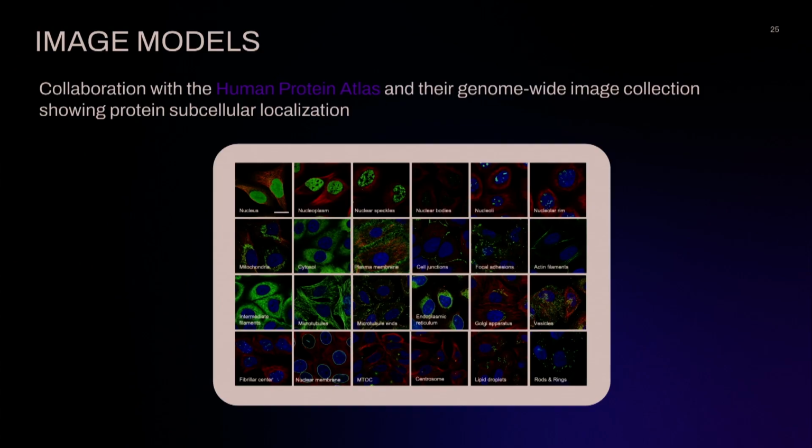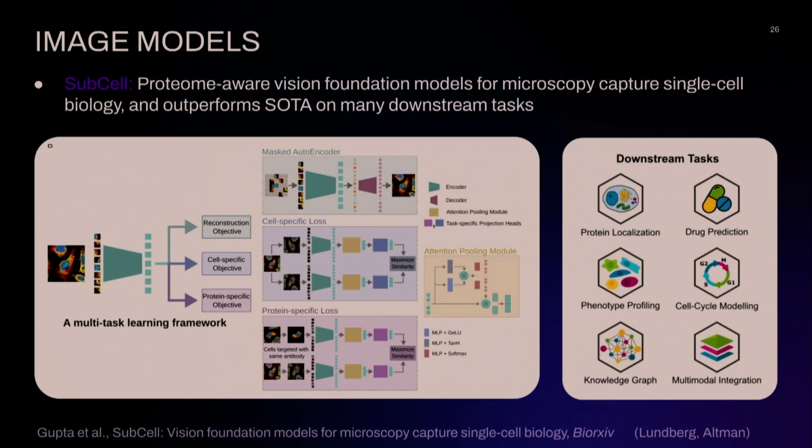So in this image, you see in green different human proteins, and sometimes you can see that they're in the nucleus, sometimes they're in the mitochondria. And as I explained earlier, this means that they're probably involved in different biological processes, and they're definitely not interacting, for example, if they are in different compartments. So we trained a model called Subcell, a vision transformer model using this multitask learning framework, where we introduced a new protein-specific loss that was actually very important. And this made it possible to train these proteome-aware vision foundation models for microscopy data sets.